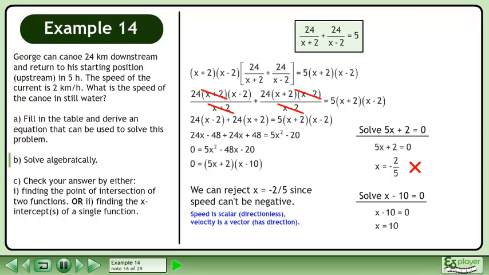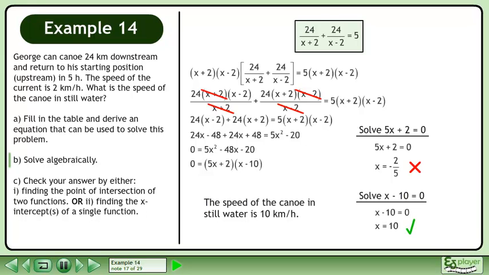For those of you who have taken physics, speed is a scalar, which is directionless, while velocity is a vector, which has direction. The speed of the canoe in still water is 10 kilometers per hour.